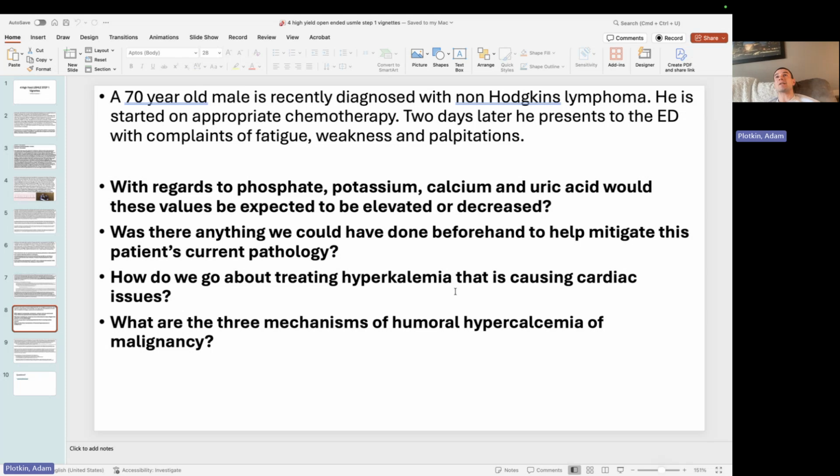The next mechanism would be osteoclast activating factor. It tends to be IL-1 driven, and that tends to be multiple myeloma, right? Multiple myeloma is a plasma cell dyscrasia. We're making too many plasma cells, and those plasma cells can secrete IL-1. The IL-1 stimulates osteoclasts. We chew up bone, increase calcium.